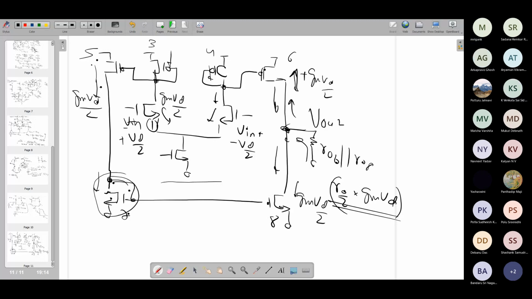Now, what is the difference? Why have we included this particular topology? Here also we have an output node, which is basically a high impedance stage, which is not a well-defined DC point. So we will see that.